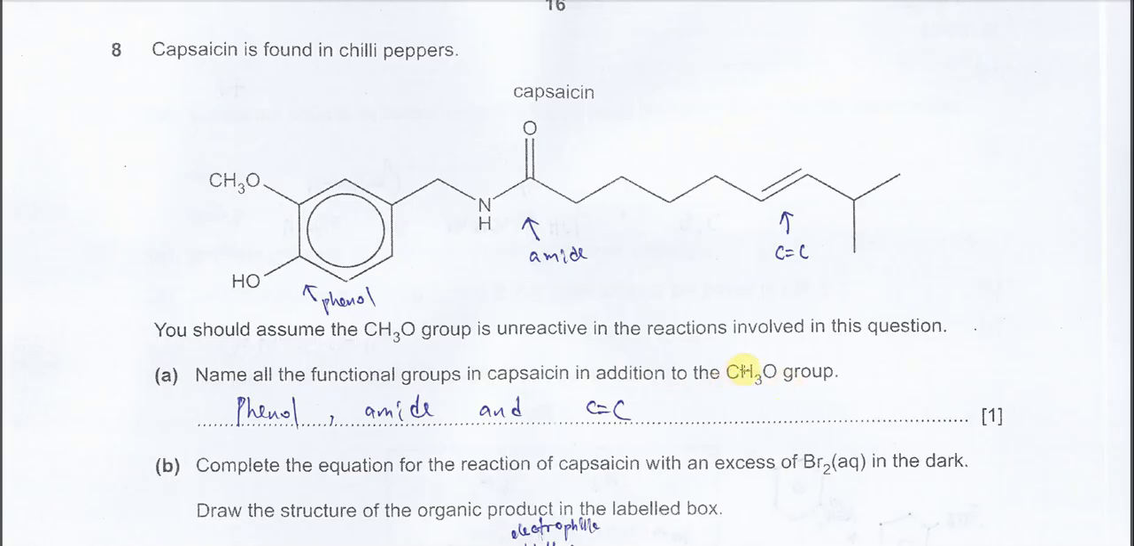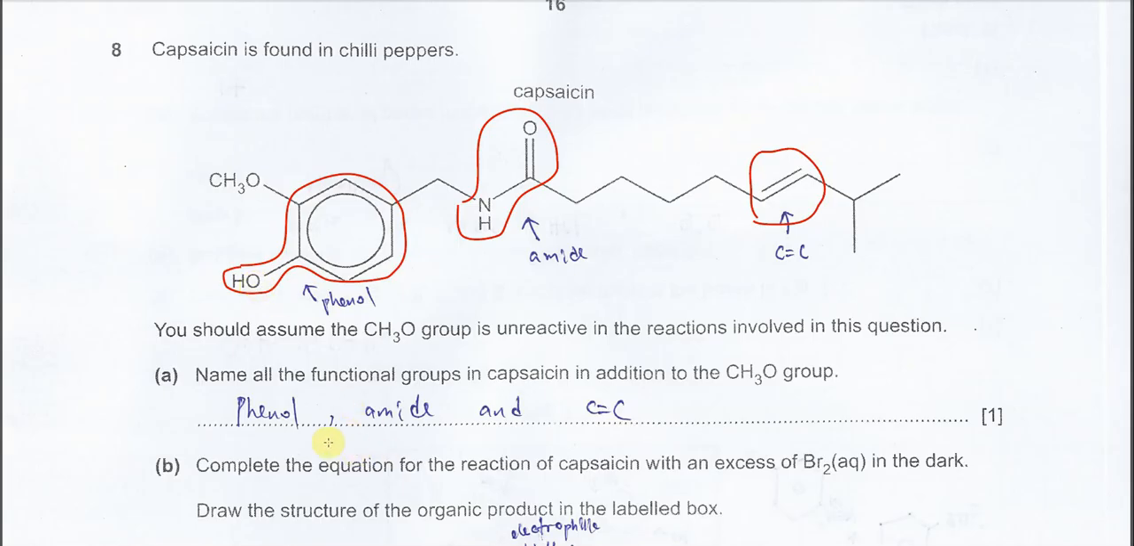So other than this CH3O, what we can see is an amide group here, CONH, and the CC double bond. When you answer, you just write CC double bond like this. And another one is the phenol. Do not put hydroxyl group. So this is a phenol group, and it's inside your syllabus. So you have to give these three: phenol, amide, and CC double bond.